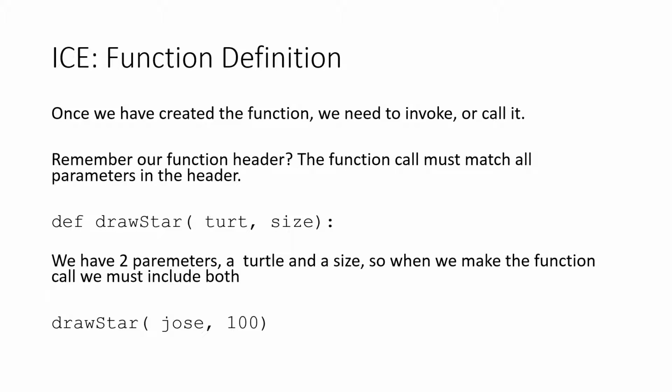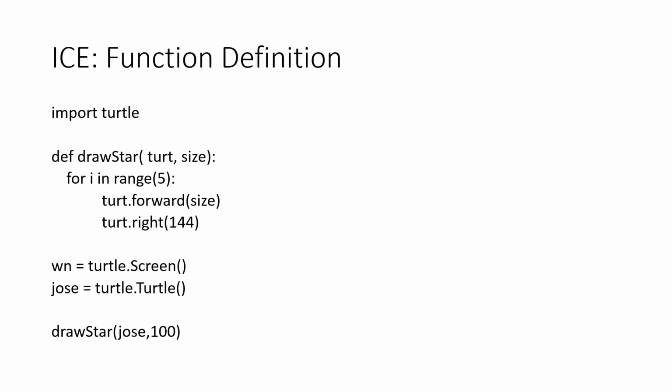Once we've created the function, we need to invoke it. The function header must match the format of the function call. In this case, our function header is this line of code. It says drawStar, turtle, size. In this case, we have two parameters, and so when we make the function call, we must include both. Our function call will look something like you see here. The function name drawStar, followed by the turtle we want to pass in, and the size of the star we want to draw.